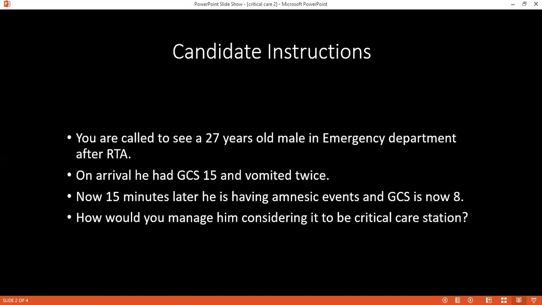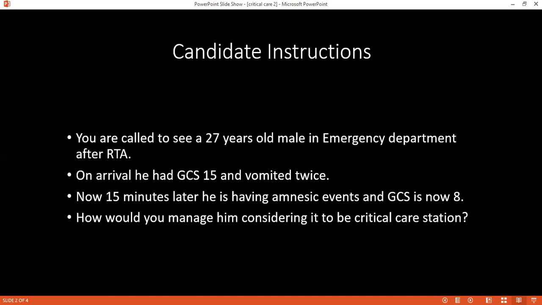No, I wanted to hear the benefits of intubation, because you said the patient has a Glasgow coma scale of 8 and you want to intubate. So what are the benefits of intubating the patient? Okay. What investigations would you do to confirm your diagnosis at that time?